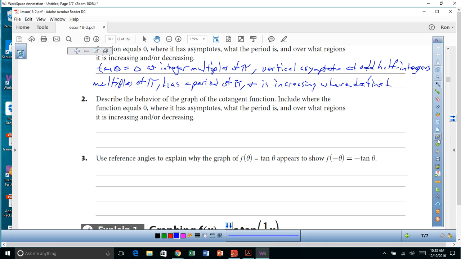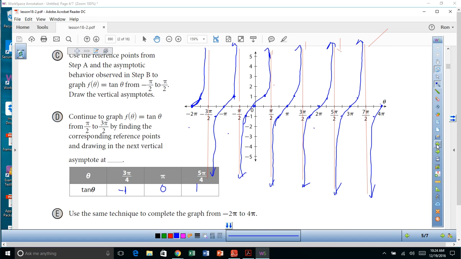And let me go back and show you what I'm talking about. So tangent theta equals 0 at integer multiples of pi. So at 0, pi, 2 pi, 3 pi, negative pi, negative 2 pi. That's where it's going to equal 0. It has vertical asymptotes at odd half integers, so here at pi over 2, 3 pi over 2, 5 pi over 2. See, that's 1 is odd, 3 is odd, 5 is odd, 7 is odd, -3 is odd.